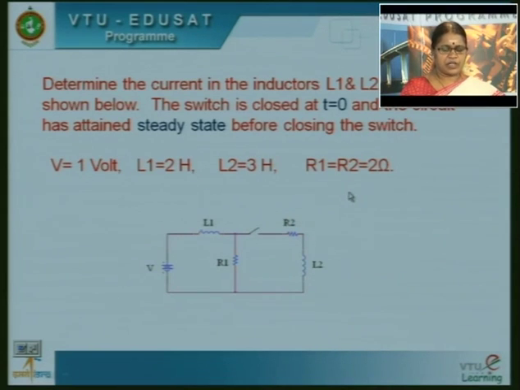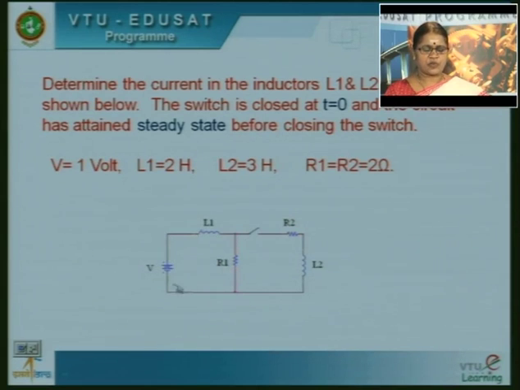Let me try to draw the transformed network. And to write the transformed network, I must know the initial value of current flowing through inductor L1 and the initial value of current flowing through inductor L2. If you look at the circuit, when the switch is open, this circuit is a very simple circuit. There is no current flow through this loop.